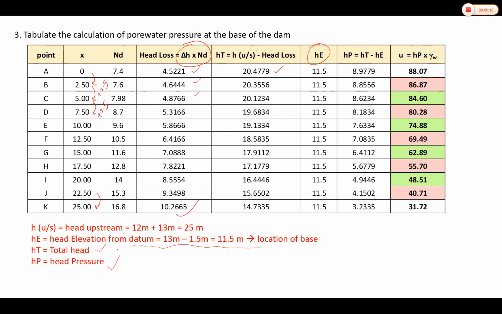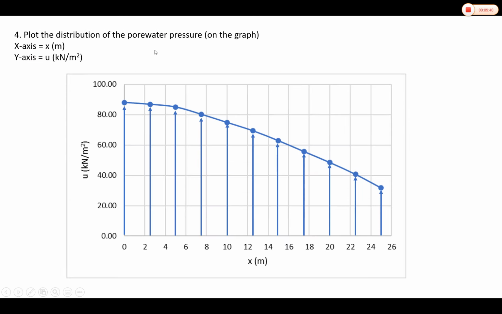So head pressure is H total minus HE, so we will have this value. And then to get the pore water pressure, we need to multiply the head pressure with the unit weight of water, 9.81. So this is the value for the U. Okay, now what we need to do is to plot the distribution of pore water pressure on the graph. So the y-axis is the U value, and the x-axis is the length of the base, 0 to 25. So this is the distribution of the pore water pressure along the base of the dam.